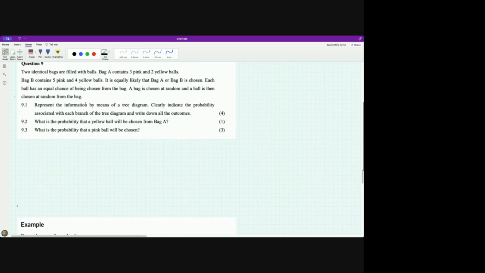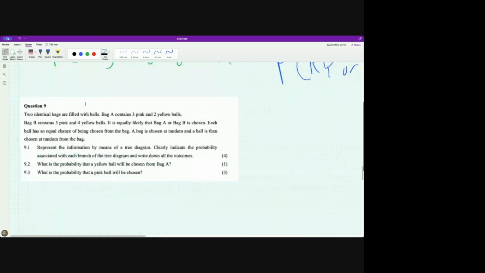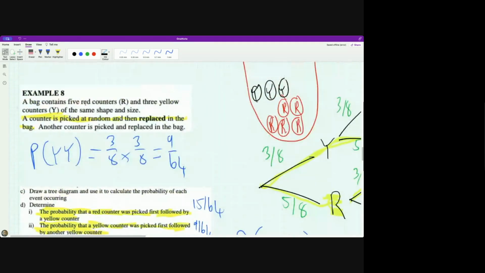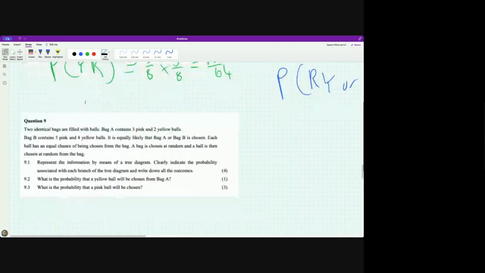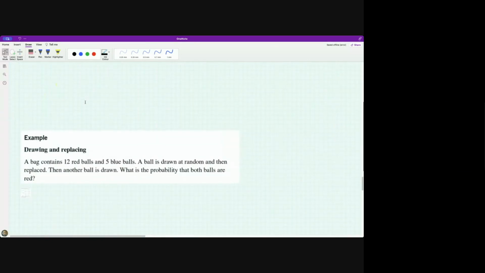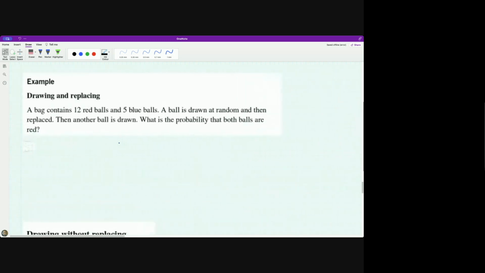Should we do that one? Actually, let me get another one here. Okay. We're not going to be replacing yet. So we're going to look at this situation, but I'm going to change the question. It says a ball is drawn at random and then replaced. Then another ball is drawn. Oh, no, that's fine. Okay, let's do this one. Here we go. We're ready for this.